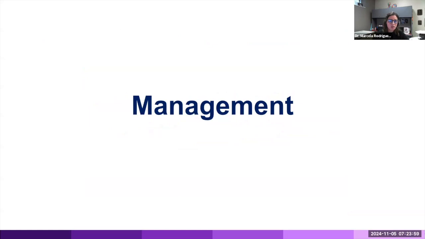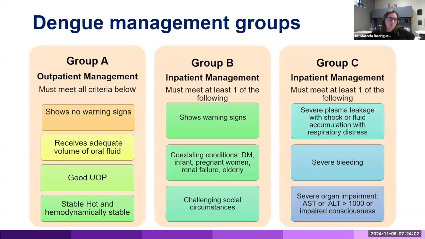A little bit about management. Dengue gets classified into 3 different management groups: Group A, Group B, and Group C. Group A includes patients that can be treated as outpatients. These patients should meet the following criteria: they should have no warning signs, they should be able to receive an adequate volume of oral fluid, they have good urine output, a stable hematocrit, and they're hemodynamically stable. These are patients that you can send home with specific instructions to get better at home.